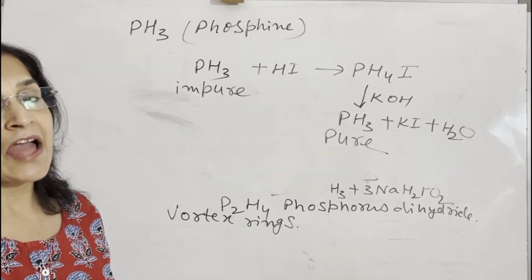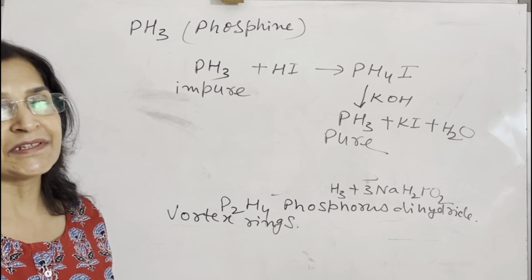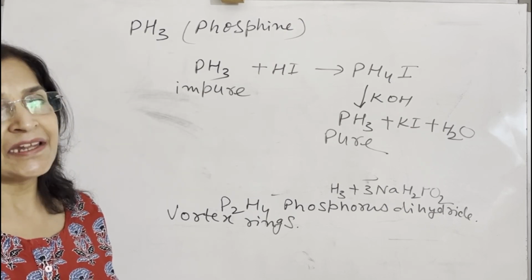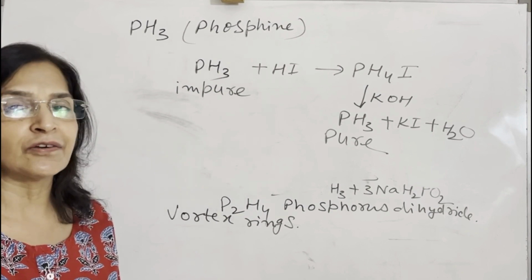Phosphine is a colorless gas having rotten fish smell and very poisonous in nature. Phosphine is basic in nature because of the presence of a lone pair of electrons on phosphorus.